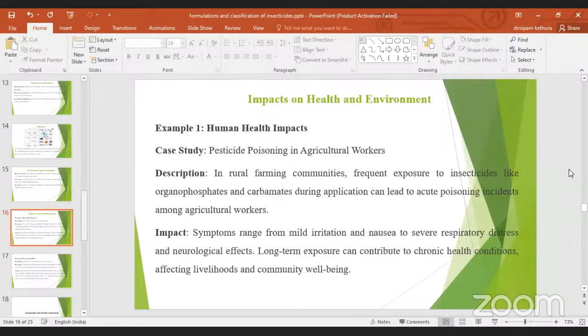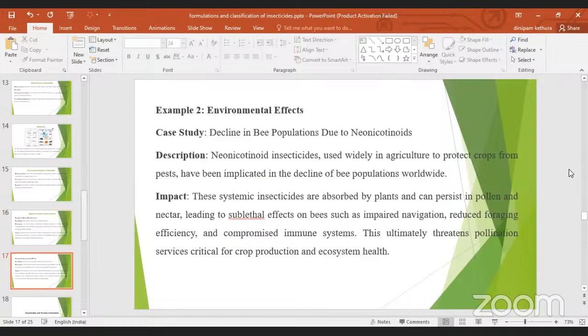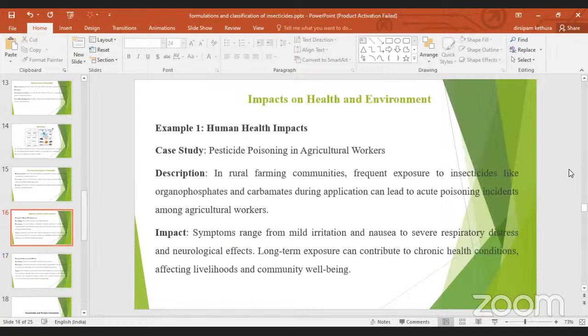And impact of insecticides or the effect of insecticides on health and environment. Here I have given you two case studies. The first case study is human health impact and the second one is environmental effects. The first one is human health impact. In this, we are going to see pesticide poisoning in agricultural workers. In rural farming communities, frequent exposure to insecticides like organophosphates and carbamates during application can lead to acute poisoning incidents among agricultural workers because without wearing the mask, they will apply all these things to their crops.